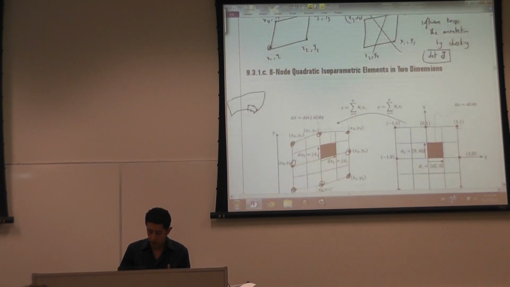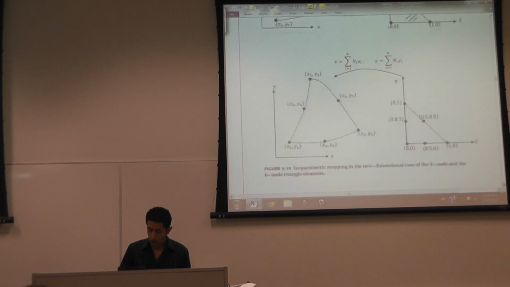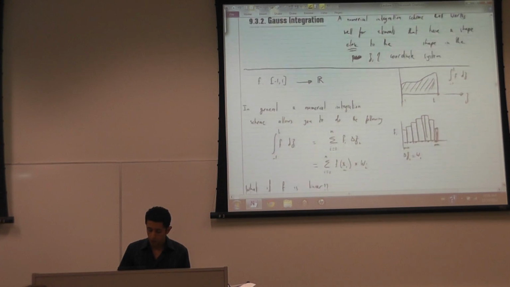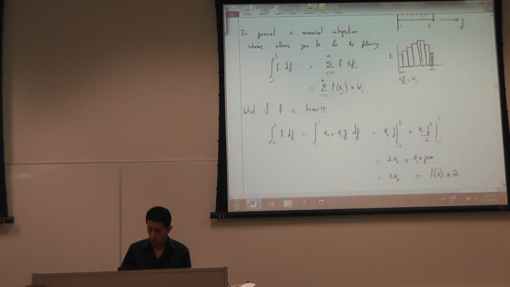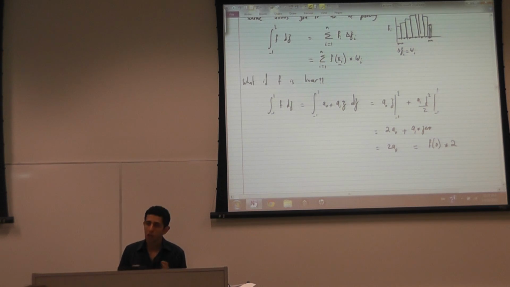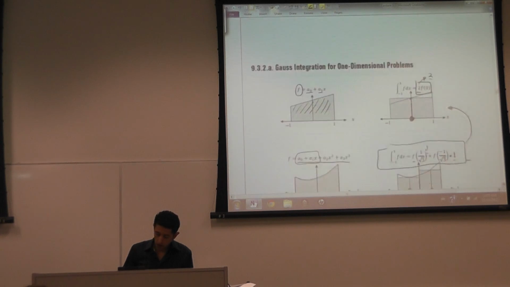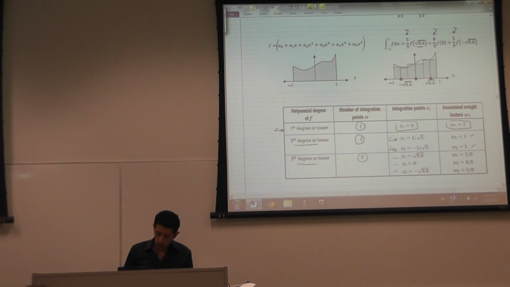I think I'm jumping ahead, but basically we're utilizing this numerical integration scheme to integrate the stiffness matrix. And what I'm showing you here is that this numerical integration scheme will give you accurate results. It's called numerical integration, but you're actually obtaining exact results if your function is a polynomial, linear, first degree or lower, third degree, or fifth degree.